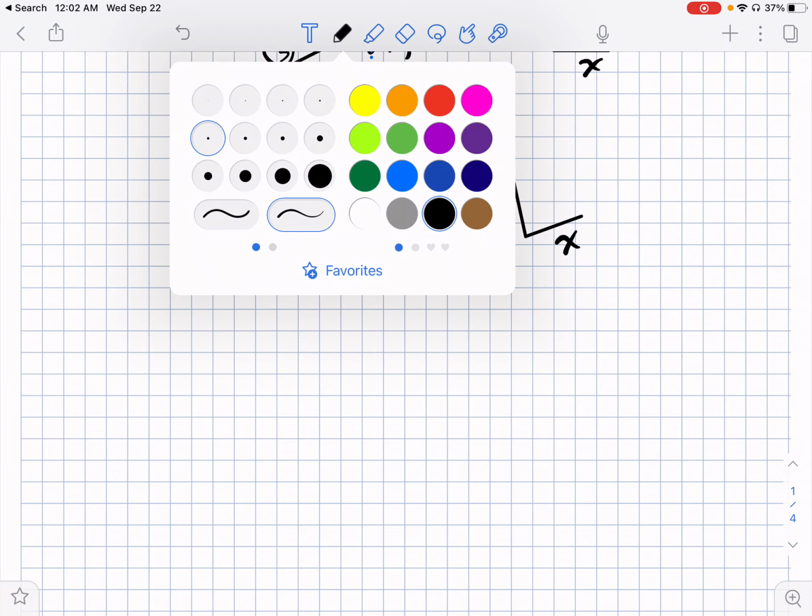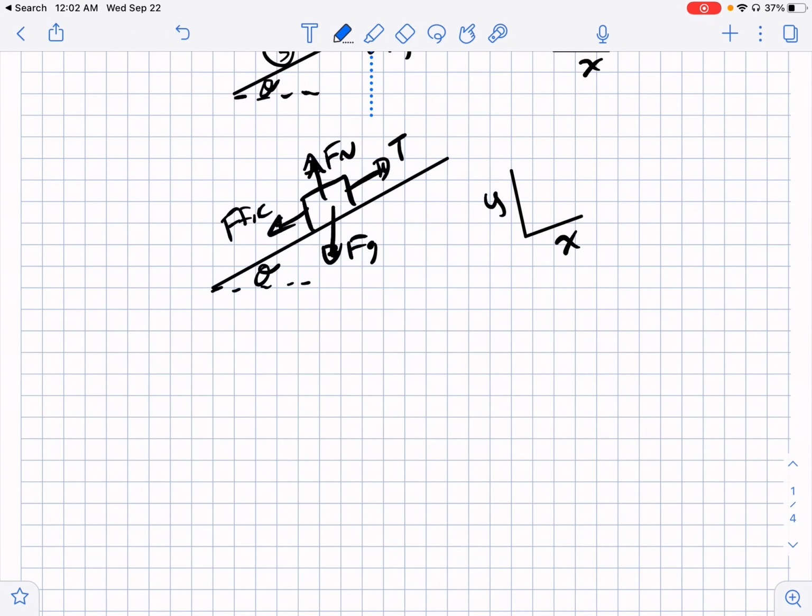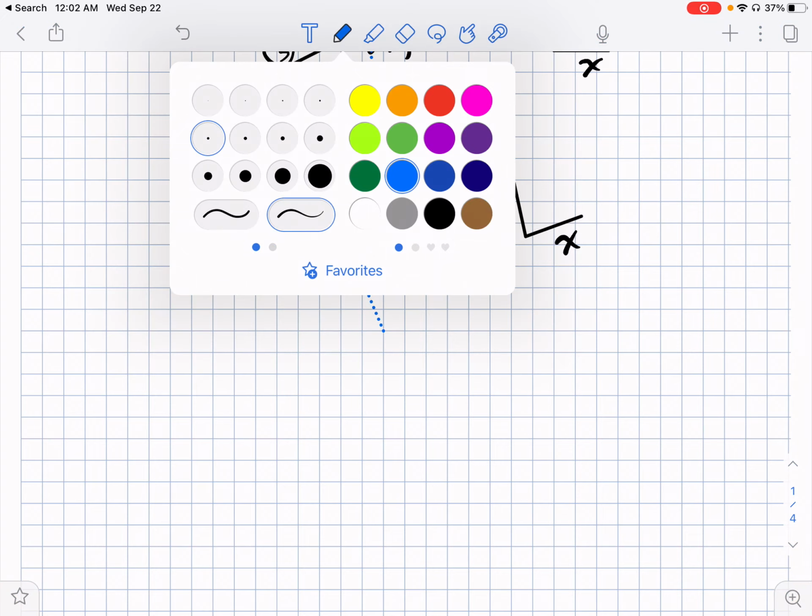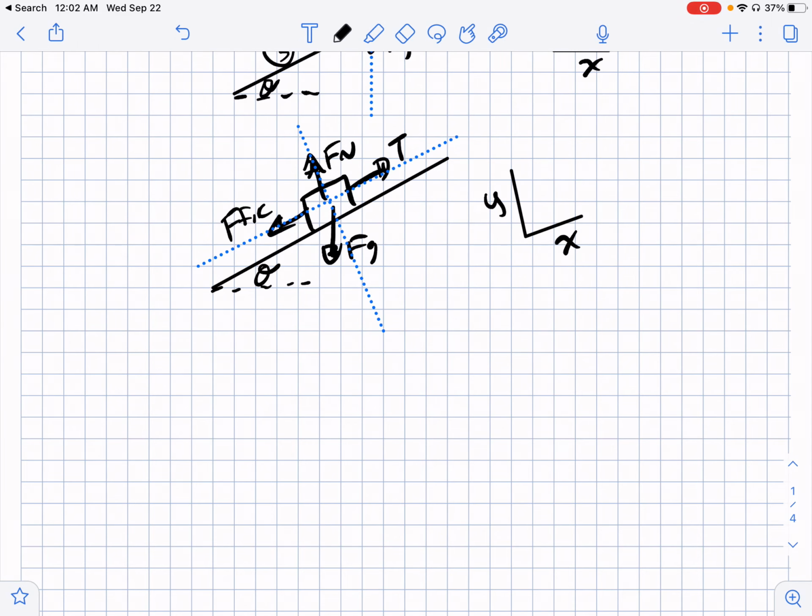Let's go ahead and draw in that x and y again. It would look something like this. Now let's count how many forces we have that are at an angle. We only have one, and it's Fg. So by shifting our x and y axis, we can make it a lot easier on ourselves so that we don't have to resolve so many vectors into x and y components.